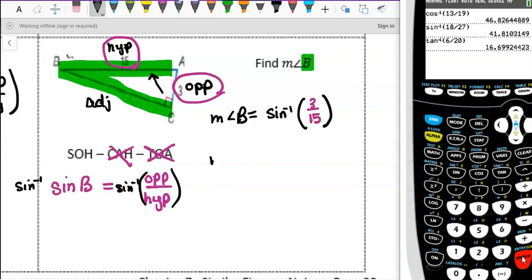So the measure of angle B equals the second sine, with the little negative 1 there, and then 3 divided by 15. This time we have 12 degrees.